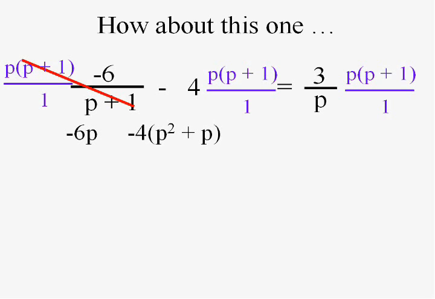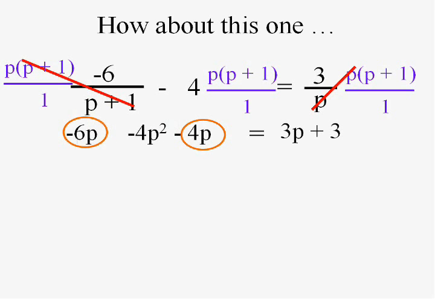Now multiply minus 4 times those. You see, when you multiply three things, you have to pick two of them to multiply first. And I just happen to pick the P and the P plus 1. Now, in this case, the P's cancel, and I'll multiply the 3 times P plus 1, and I'll get 3P plus 3. Let me put these common terms together.